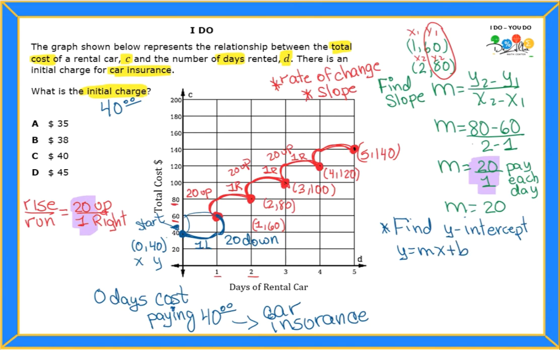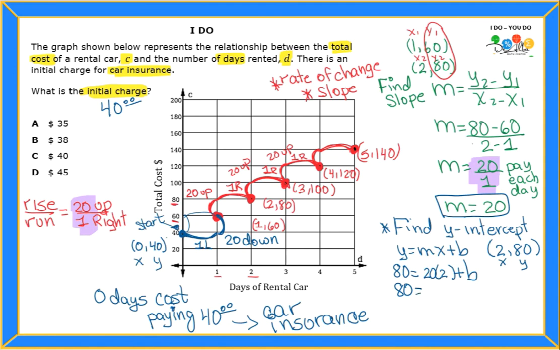I'm going to choose one of the points, and I can choose any of the points, okay? I can choose 4, 120, anything. I'm going to choose 2 and 80, okay? So 2 is x, and 80 is y. Very good. Let's replace those values. So y is going to be replaced with 80. How about m? We found it earlier, right? That was 20 right here. And x will be the point that goes with 80, which is 2 for x, plus b.